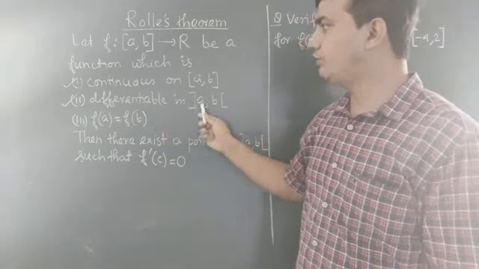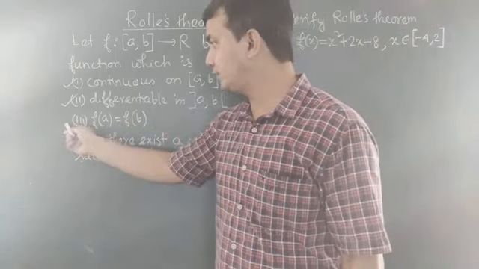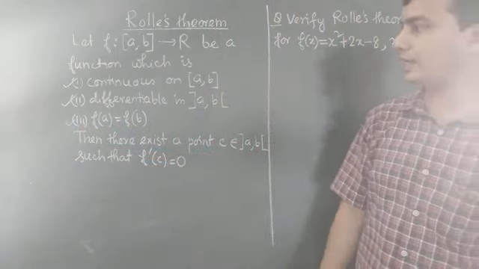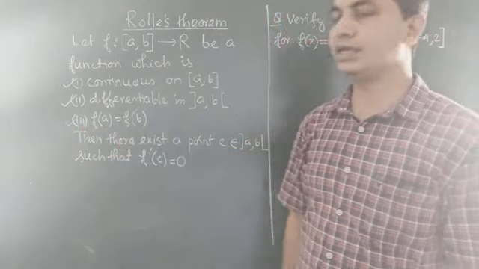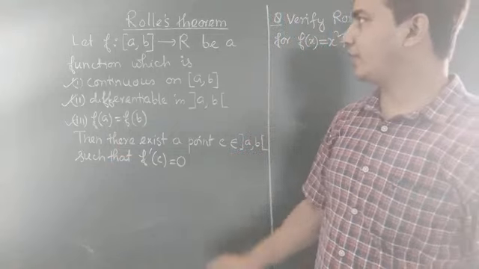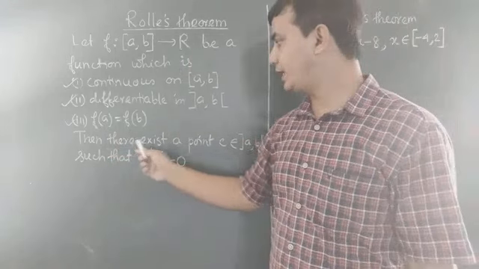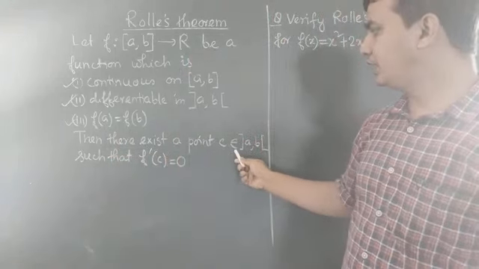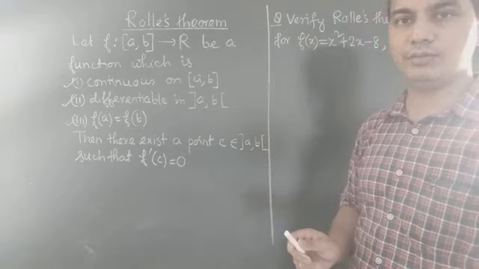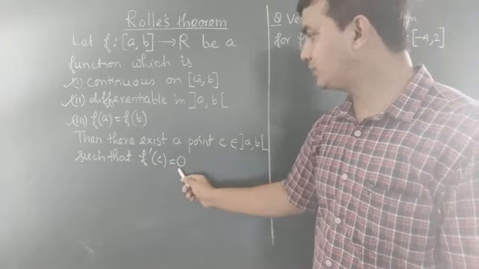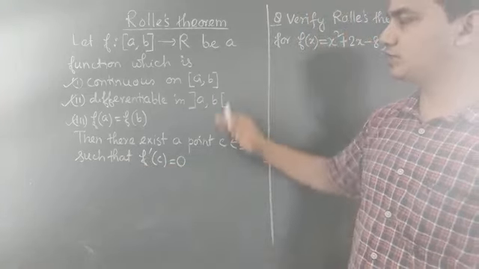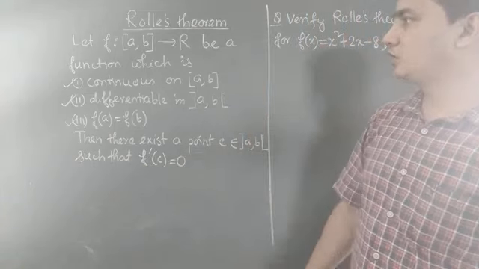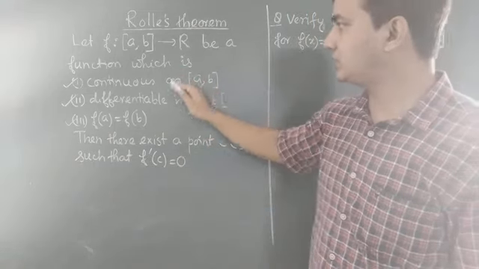The function is differentiable. And the third condition is that the functional values at the end points a and b are equal. Then according to Rolle's theorem, there exists a point c in the open interval a comma b such that f dash of c equals 0. So this is the statement of Rolle's theorem, and it satisfies these three conditions.